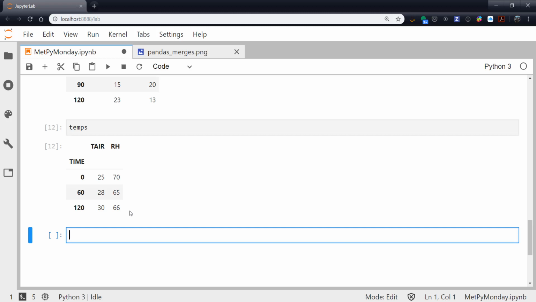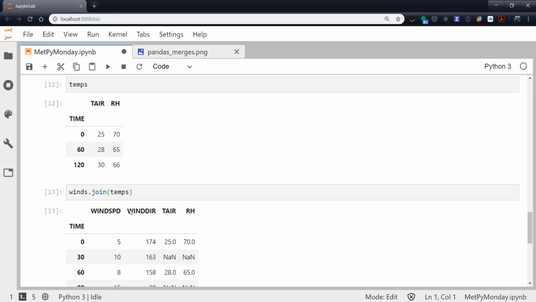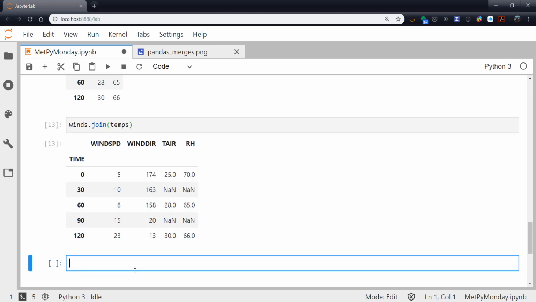So now I'm going to call join on one of these data frames. So if I call winds.join(temps), I get what I wanted. So I have that index preserved. It's joined based on index, and it's a left join. Since winds has more time indices than temps, it has kept all of those since they're on the left side.